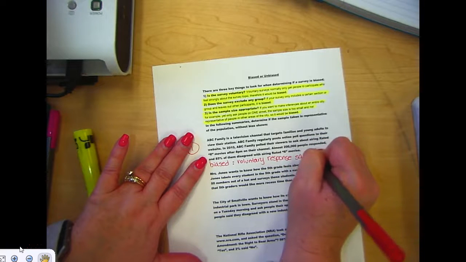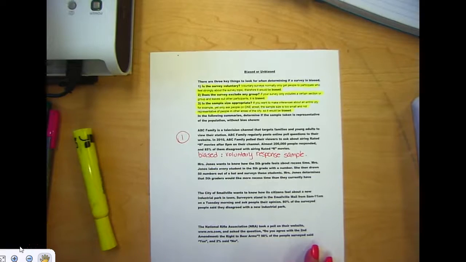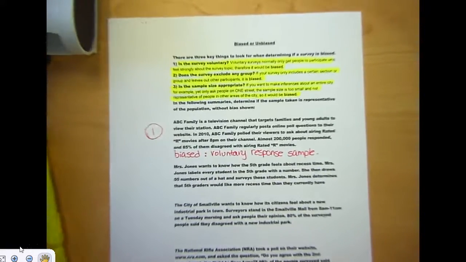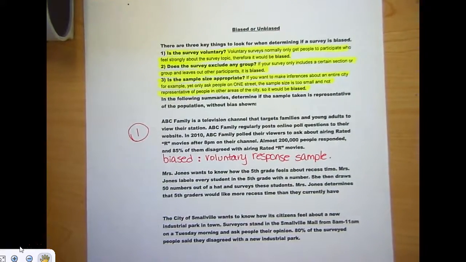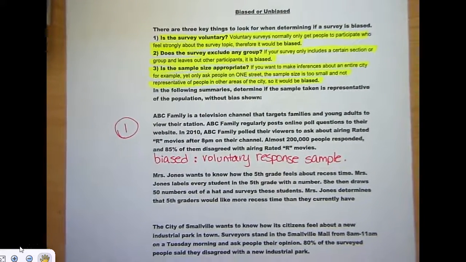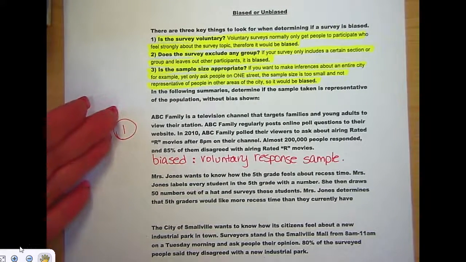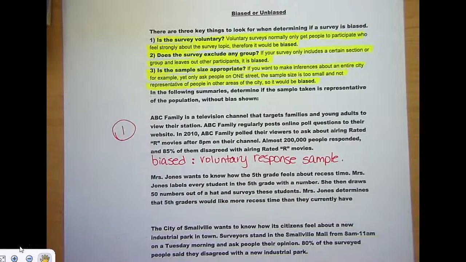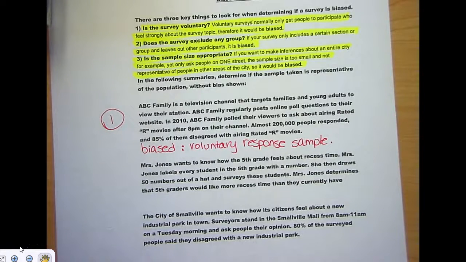This is something you should be able to do at the end of this unit: read some information about a situation and decide if the results are biased or unbiased and why. So you should be able to look at something like this at the end of the unit and go, that's biased, that's not a good way to do it, and here's the reason why. That's your responsibility or your learning target for this unit. All right, the next one.